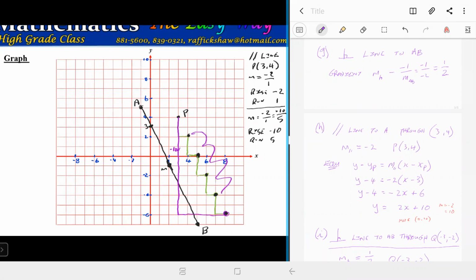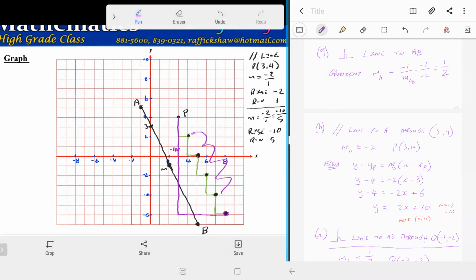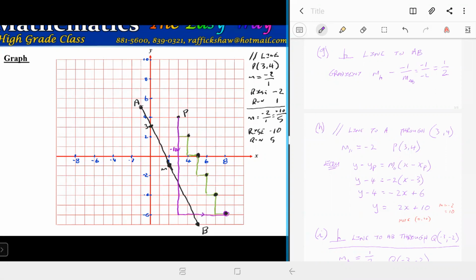So instead of getting all these points in the middle, I could always make one big rise and one big run, using a gradient that is still equal to negative 2. Yeah?